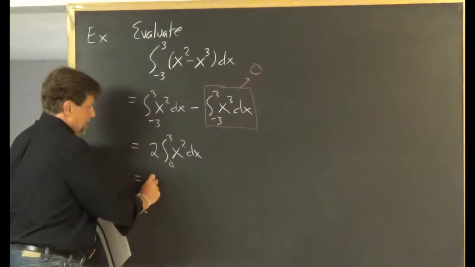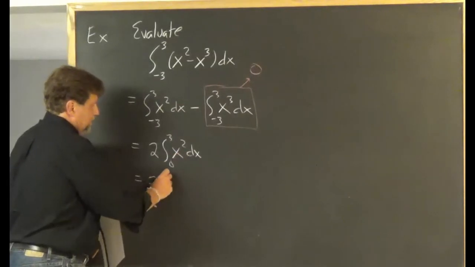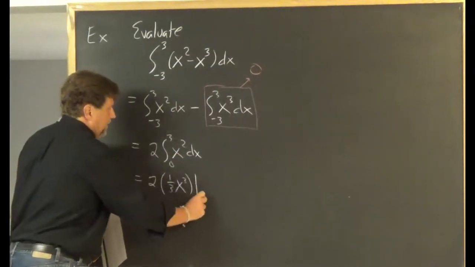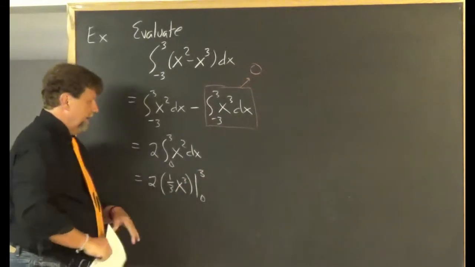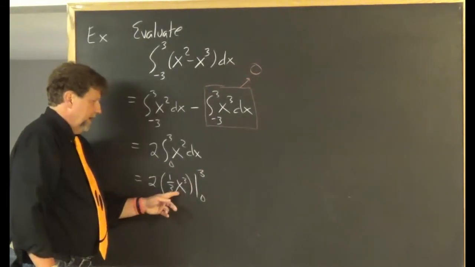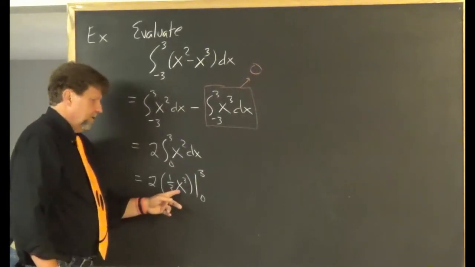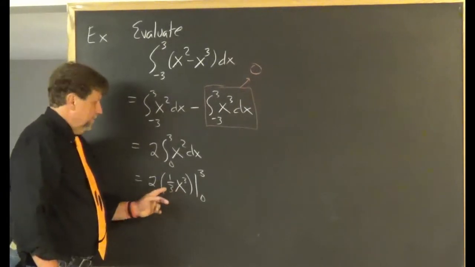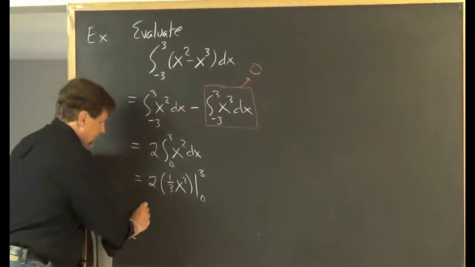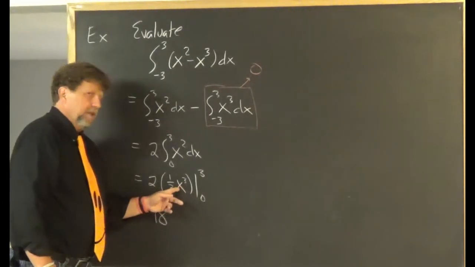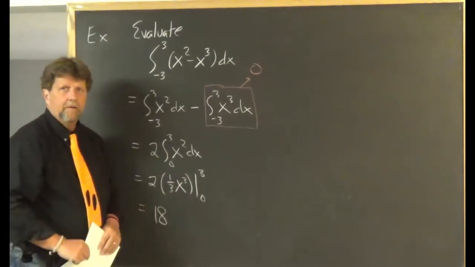So, continuing, we get an antiderivative. The antiderivative is 1/3 x cubed, evaluated from 0 to 3. So when 3 comes in for the x, 3 cubed is 27. 1/3 times 27 is 9. 2 times 9 is 18. And then when 0 goes in for the x, you end up with 0.